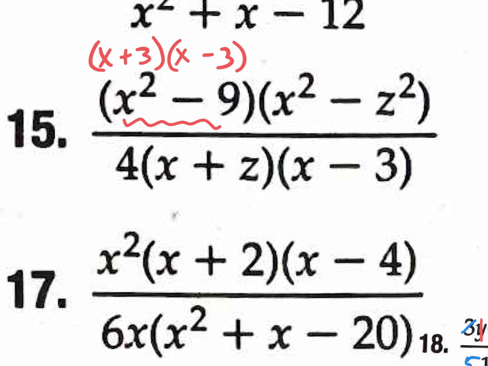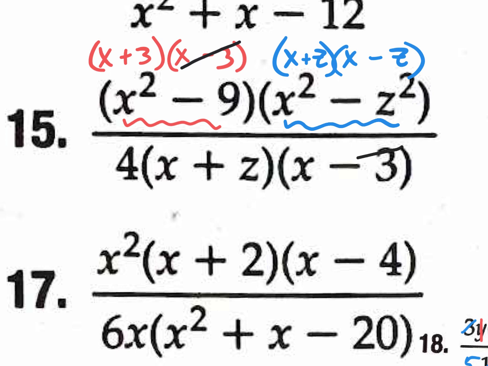So what does this guy factor to? Parenthesis, x, z. One has to be a plus, one has to be a minus. And now that everything's factored, the x minus 3 up here cancels with that x minus 3 down there. The x plus z up here cancels with the x plus z down there. And your answer is, I ran out of space, x plus 3 times x minus z over 4.